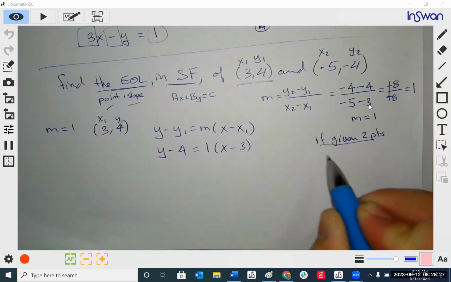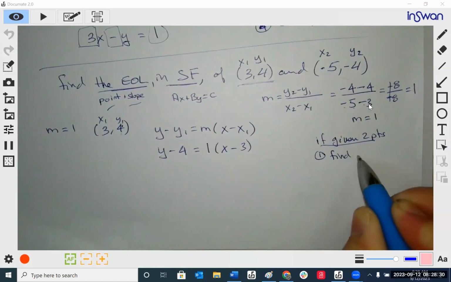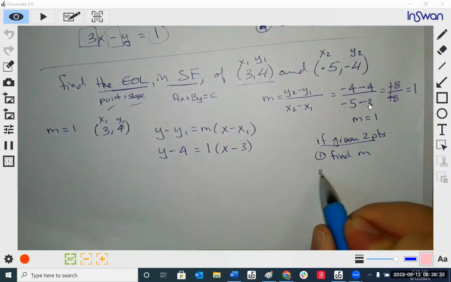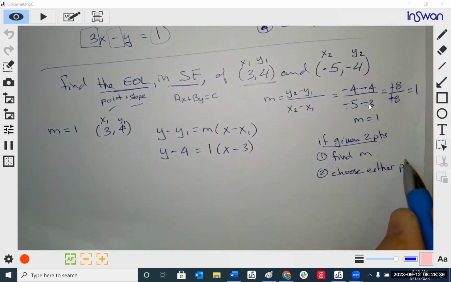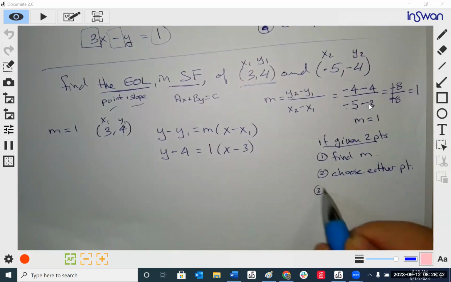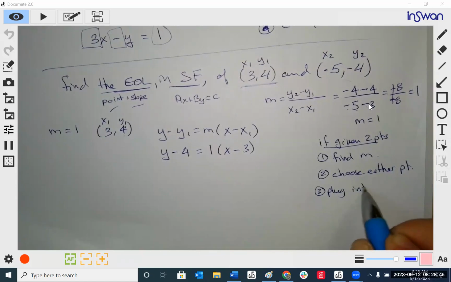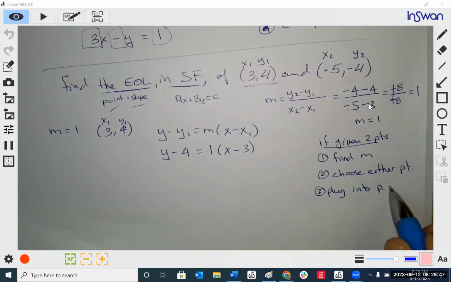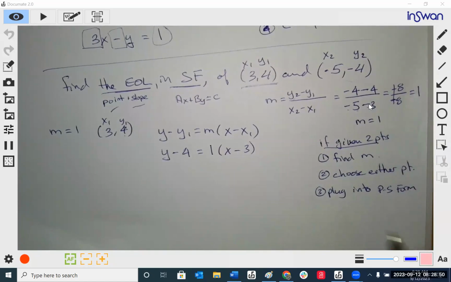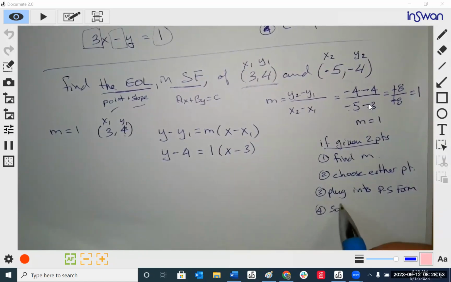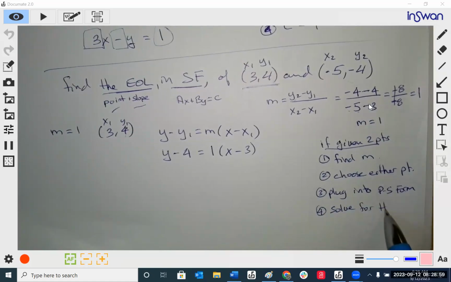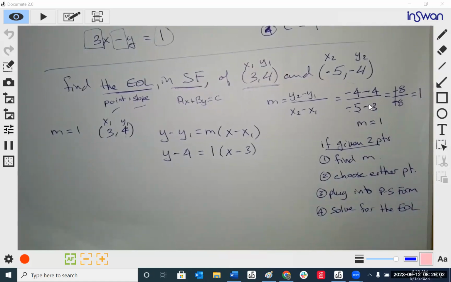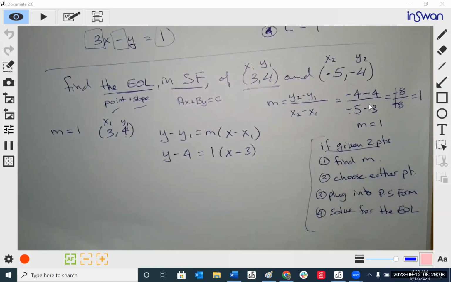Given 2 points, find the slope. Choose either point. Plug into point slope form. And solve for the equation of the line you're looking for. So these are the steps.